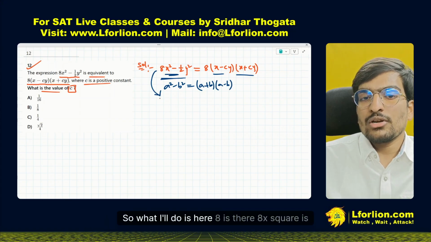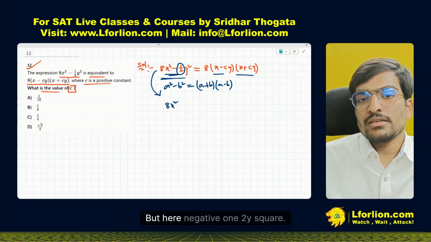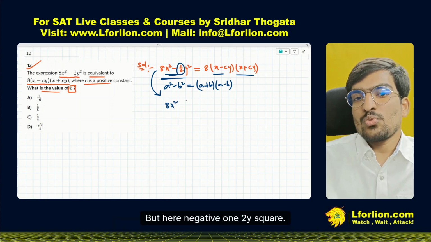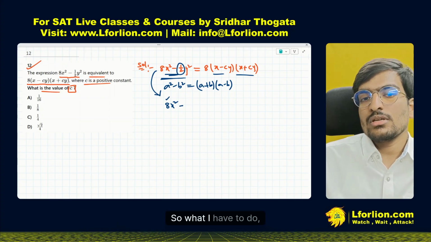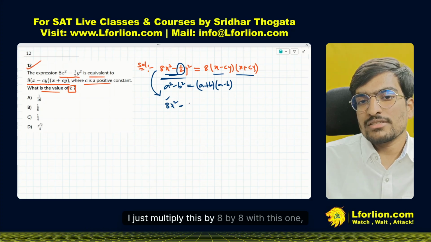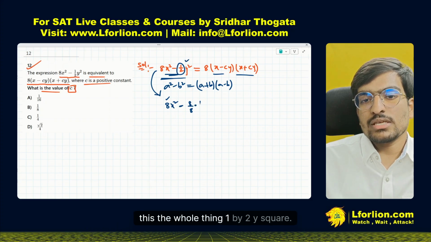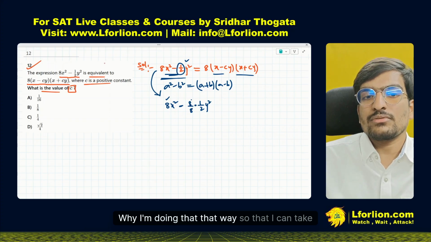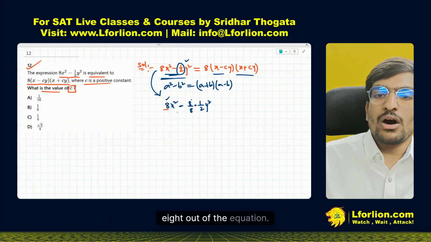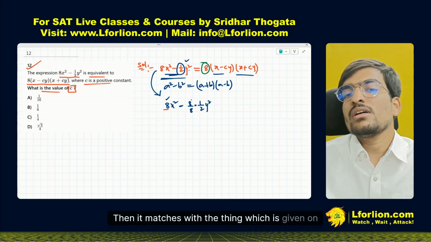So what I'll do is, here 8 is there, 8x square is fine, but here negative 1 by 2 y square, I want to take 8 out of that, from both. So what I have to do, I just multiply this by 8 by 8 with this one, this whole thing 1 by 2 y square. I'm multiplying with 8 and 8. If you cross out, it's still going to be the same. Why am I doing it that way? So that I can take 8 out of the equation. Why do I need to take 8 out of the equation? Then it matches with the thing which is given on the right side.